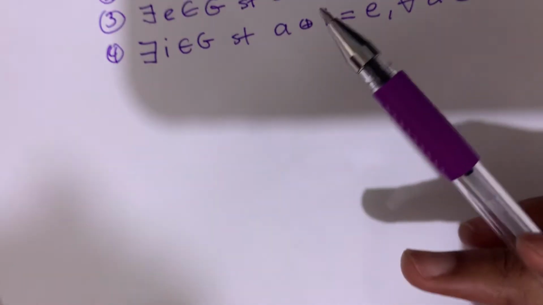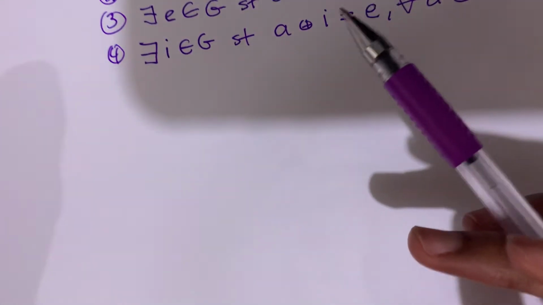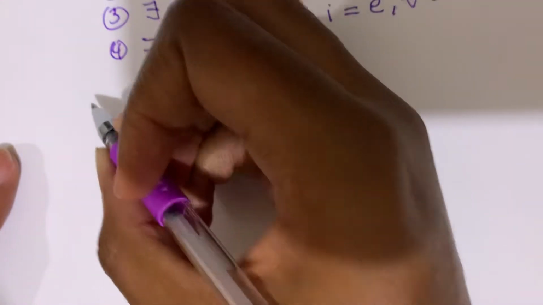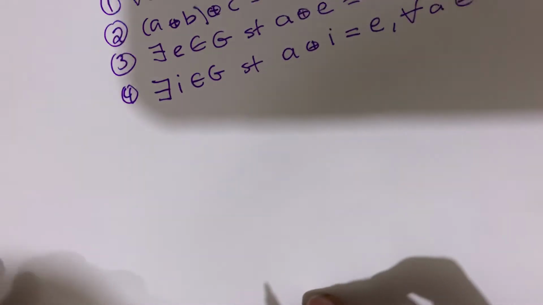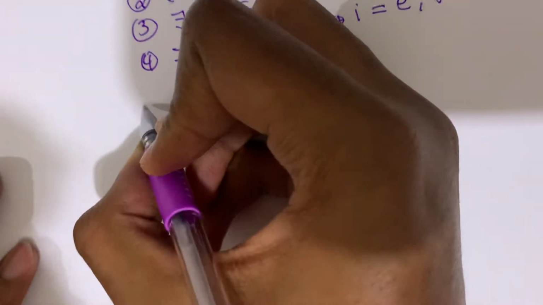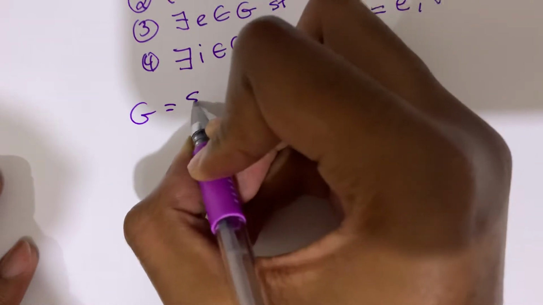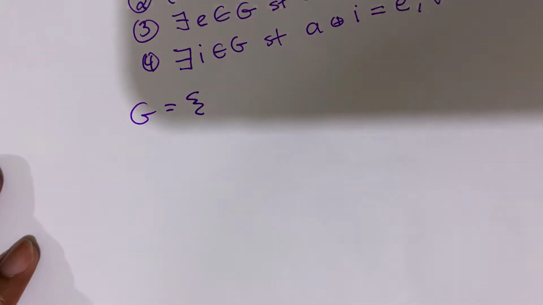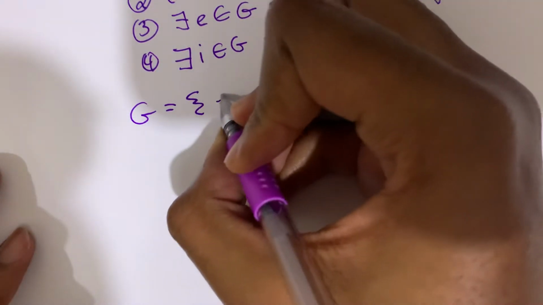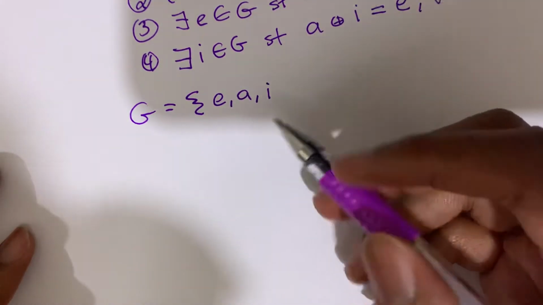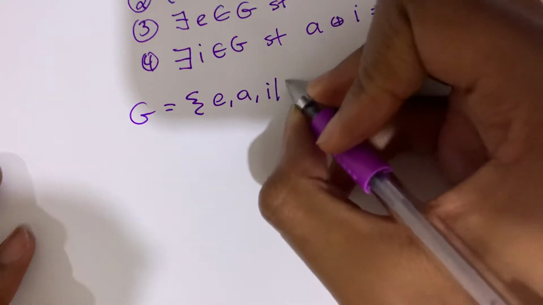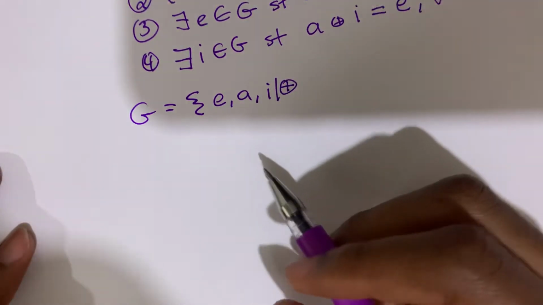Well, to talk about isomorphisms, we first need Cayley tables. Cayley tables are just some way to organize group operations. For example, say I have some group G, the classic G, and it consists of elements E, A, and I with some group operation, big plus.